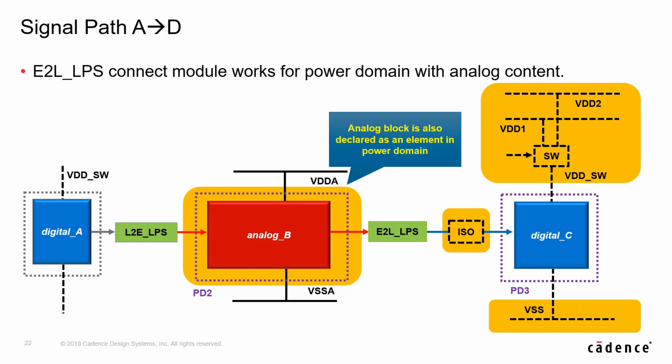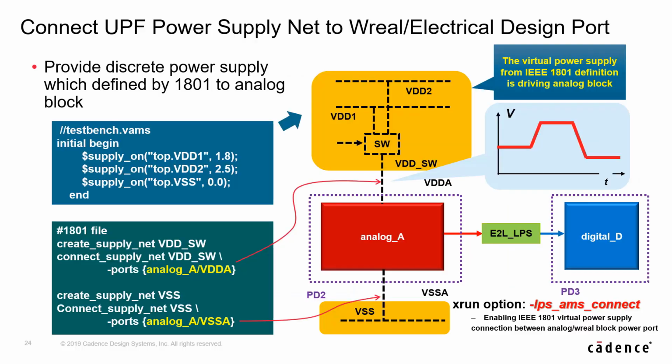So now let's talk about the UPF world. How do you connect UPF power supplies to WREAL or the electrical supply? For example, imagine you've got these elements, the orange part being the UPF element, so you're going to supply power on a number of elements. You're going to connect them to the analog. How do you do that? How do you transform your supply net, your 1801 supply net, into your WREAL or electrical world?